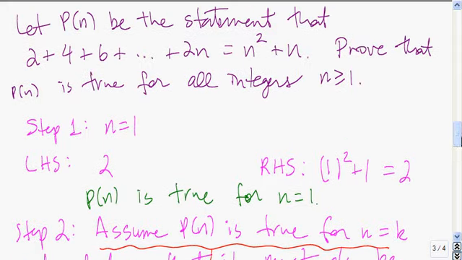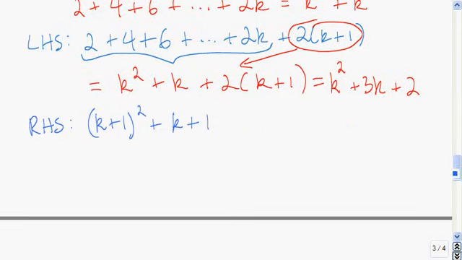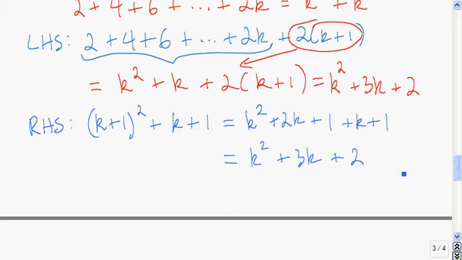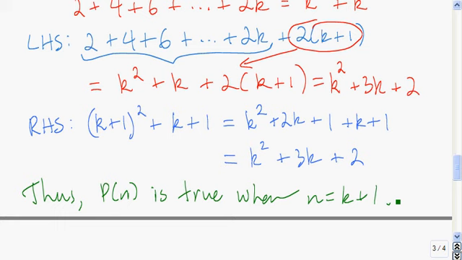Okay, in this step, we have to go to the right-hand side and replace n with k plus 1. So we end up with k plus 1 squared plus k plus 1. So if we multiply that out, we get k squared plus 2k plus 1, then plus this k plus 1. So if we collect like terms here, we have k squared plus 3k plus 2. So we see that the left-hand side and right-hand side are equal when n is equal to k plus 1. Therefore, P of n is indeed true when n equals k plus 1.